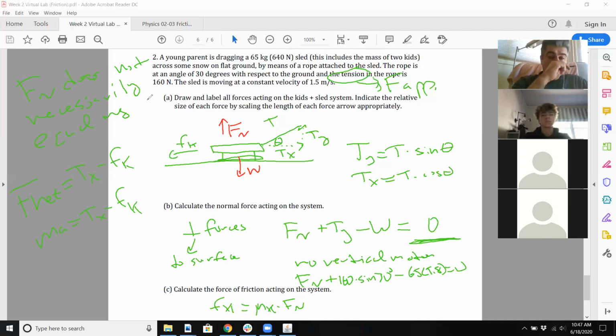Fn does not necessarily equal mg the whole time. The only time it would is if those are the only two forces, Fn and mg. That's it. If you're pulling something horizontally, like you're pulling something at 0 degrees with the ground, then yes, Fn equals mg, absolutely. Because you got no other vertical forces going on there. But because you're pulling something at an angle, which has a vertical and a horizontal component, now you got a third vertical force you got to take into consideration, which is that Ty.